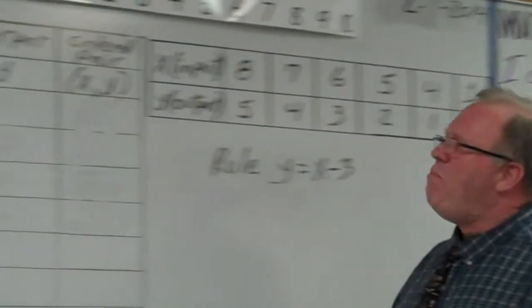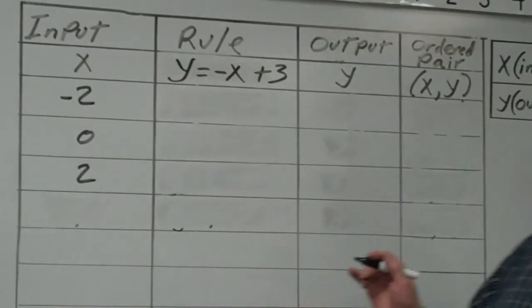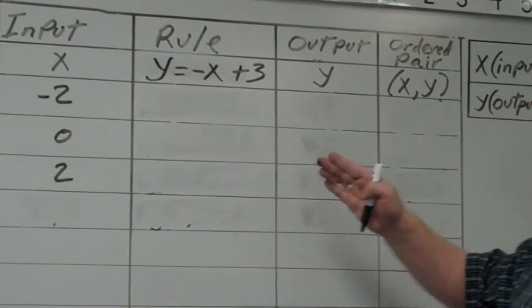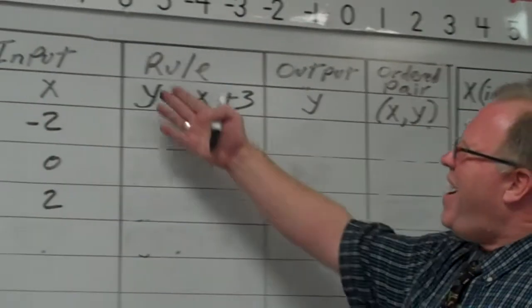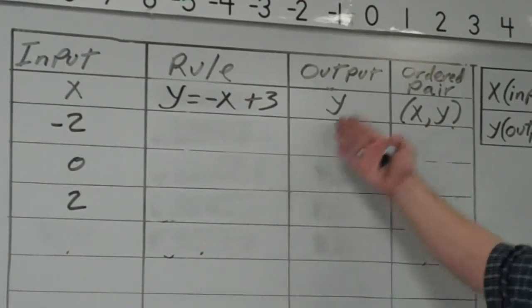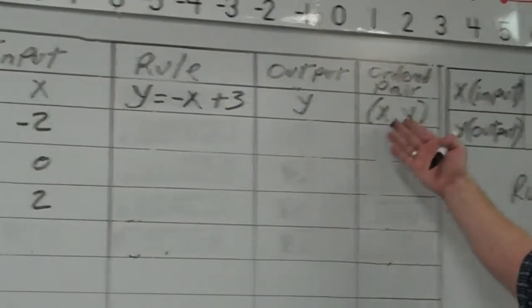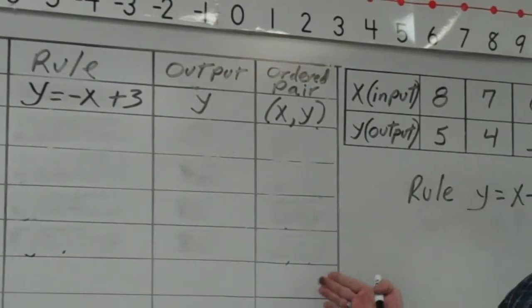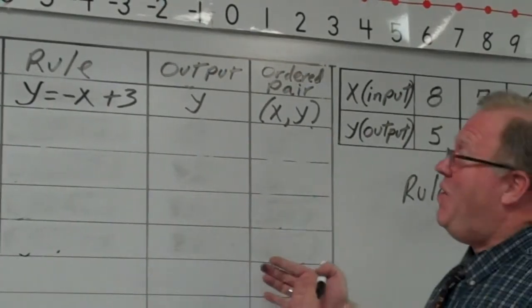Okay, let's look at our input-output table, or function table. We used to call them input-output tables. Our input is always going to be on the left side, then the rule, then our output, which is y, and then the ordered pairs. This is really cool. You're going to like this.